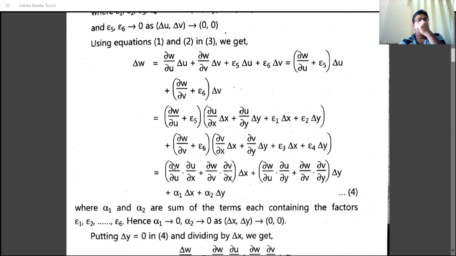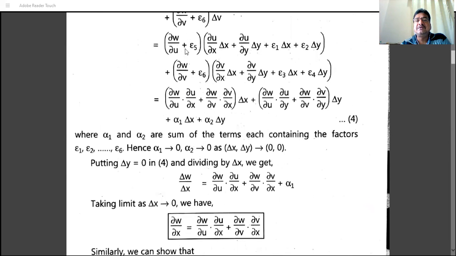Okay, and then the multiplication of these two brackets. This bracket contains 2 terms, this bracket contains 4 terms, and therefore their multiplication contains how many terms? 2 into 4, 8 terms. And also the multiplication of the other two brackets, again 2 terms and 4 terms, contains 8 terms. What are they? This into this, first term. So write that term, ∂w/∂u ∂u/∂x Δx. Then the next term is this into this, and so on. In this way we have the total 8 terms, then epsilon 5 into this, and here we have also 8 terms.